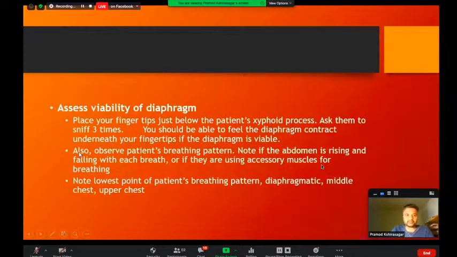Okay, so assess viability of the diaphragm. This is a very simple technique. You can place your hand on the xiphoid process and ask them to sniff 3 times. You should be able to feel the diaphragm contract underneath your fingers if the diaphragm is viable. Mostly they tend to use the thoracic cage muscles, so it's hard to find that. That's why there is a role for posterior breathing exercise and diaphragmatic breathing exercise incorporated in the treatment sessions.